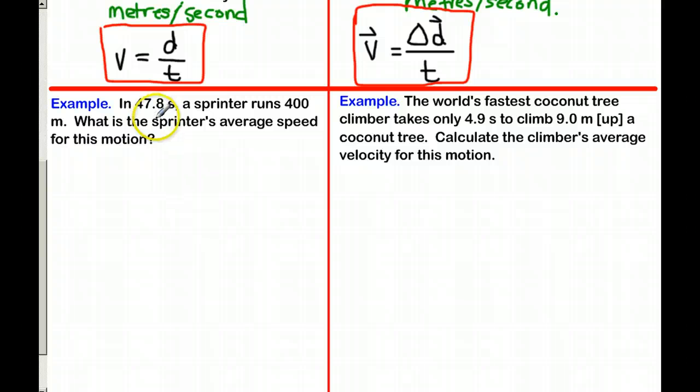And just so you know too, you don't have to memorize any of these formulas. You're going to have a formula sheet. So all you need to do is decode what the problem's telling you. So here's our first number they're giving us. And then look at the unit that they're using. That's going to be your clue what it is they're giving you. So in 47.8 seconds, that must be time.